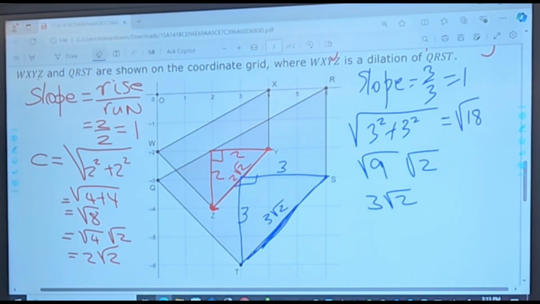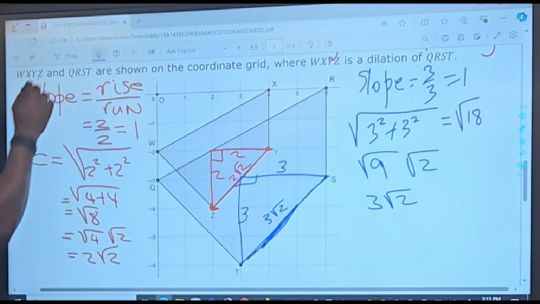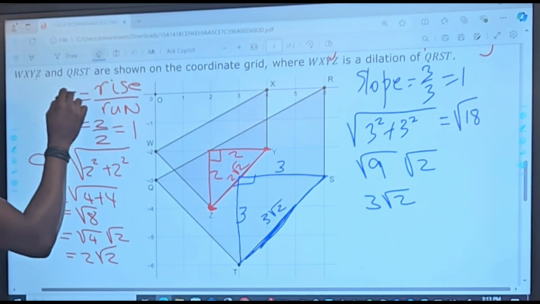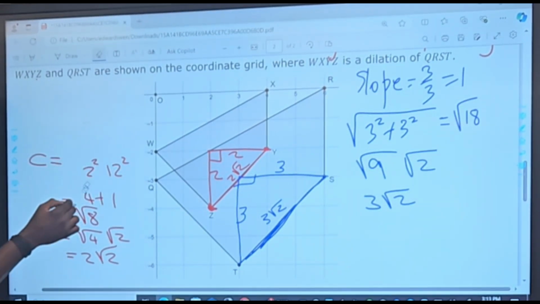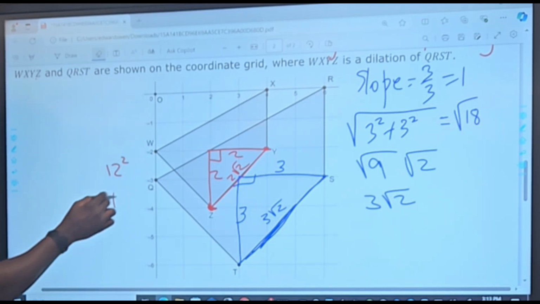So that's for that. We're now going to look at WX. While I clear the board here for space, WX, somebody could look to tell me what it is for WX in terms of rise over run. What are you seeing for your rise over run right there? 4. All right, very good.